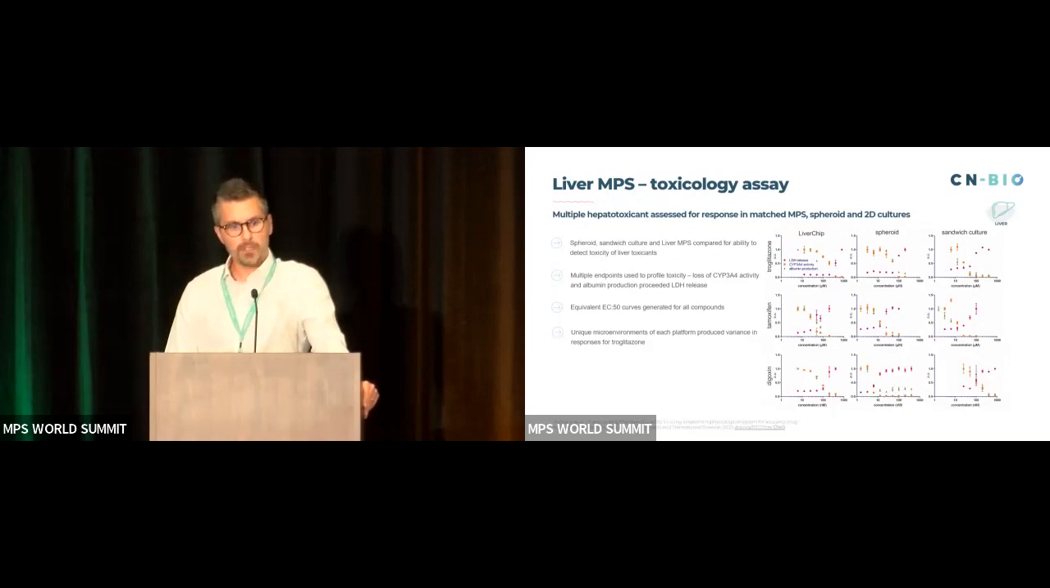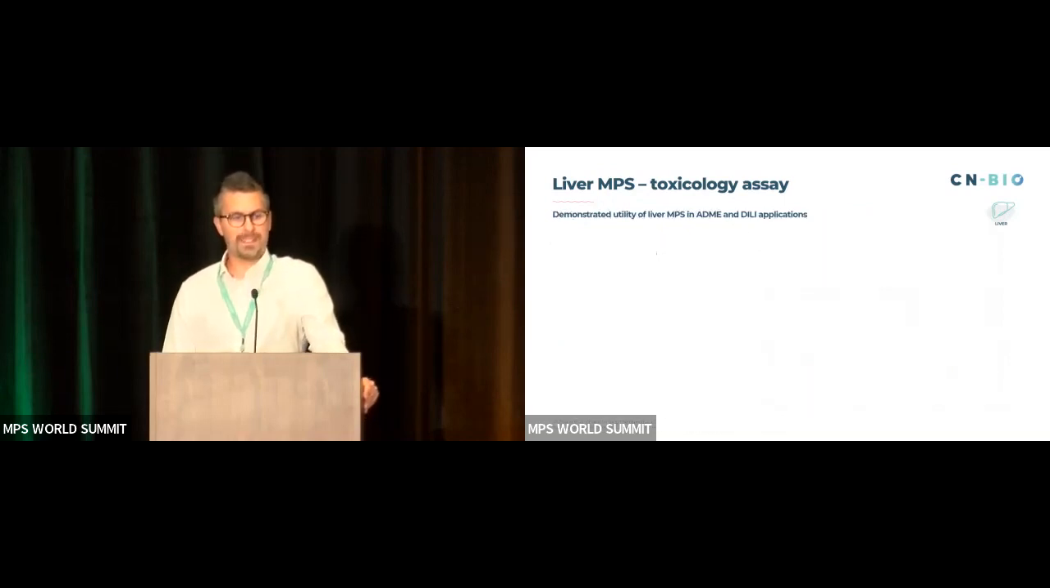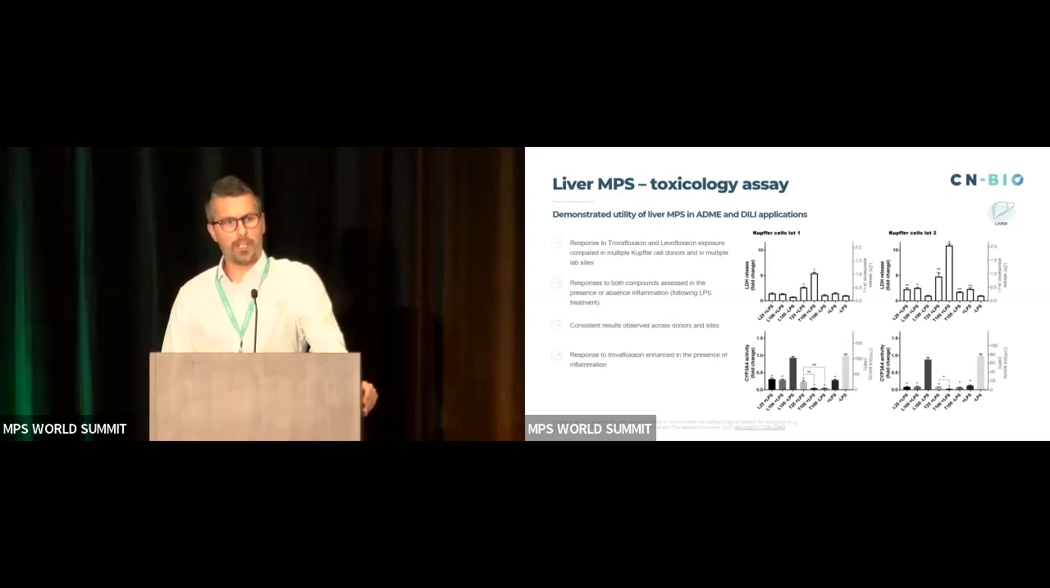But we wanted to go a little bit deeper than that, and could we show a real elegance and a real depth to what the liver MPS could do? And so we used the example of trovafloxacin and its twin molecule levofloxacin. And trovafloxacin was removed from the market for causing idiosyncratic DILI.